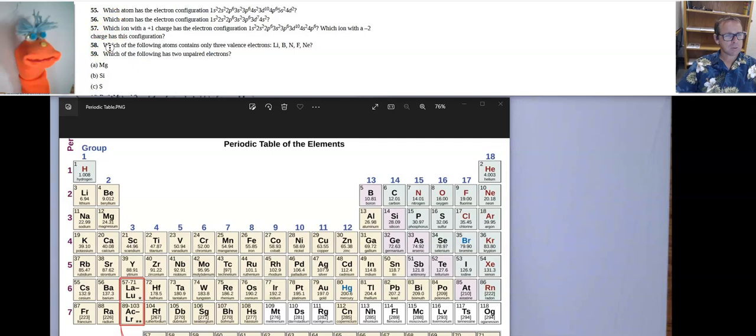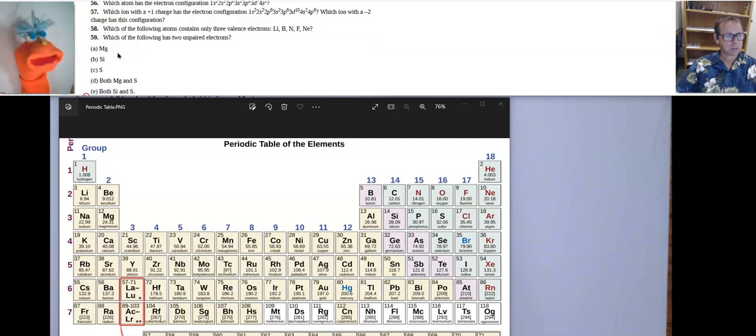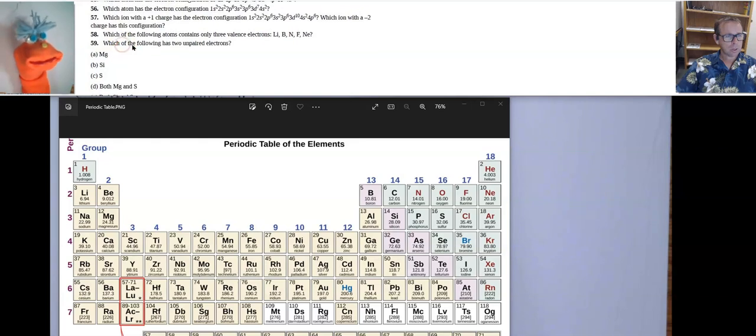56. Which atom has the following electron configuration? Let me do this one. So we got 4s2. That's calcium down there. We got 3d7. Okay, so 3p6, after 3p6 should be 4s2, right? Yeah, that's right. So I would have put the 4s2 before the 3d7 in this scenario.